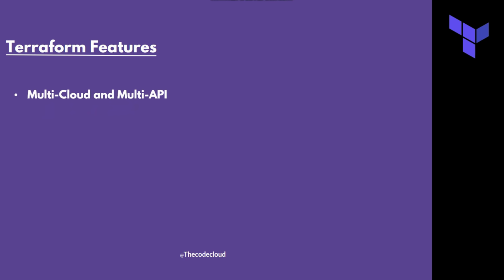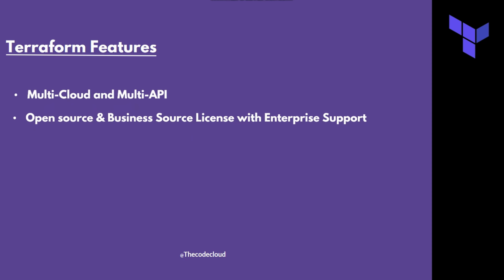Terraform supports all major cloud providers such as AWS, Microsoft Azure, Google Cloud Platform, etc., as well as API exposed services such as GitHub and Kubernetes. Terraform features open source for all non-production environment and BSL license for competitive production environment with enterprise support as well. There is a large community including a registry with publicly available modules for all major cloud and on-premise platforms.